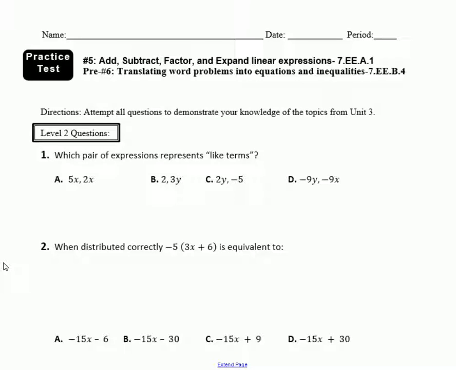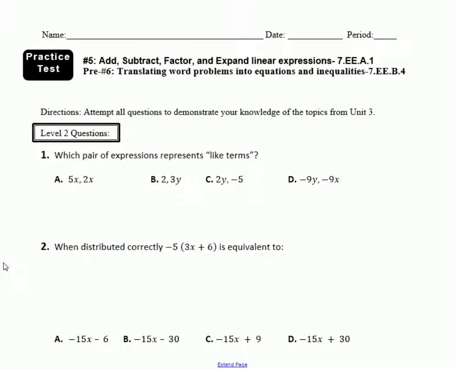So this is our practice test for Unit 3. It's exactly how your test is going to be set up, except obviously the numbers will be very different. So we're testing on two different standards. Number 5 is add, subtract, factor, and expand linear expressions. That's all one standard.